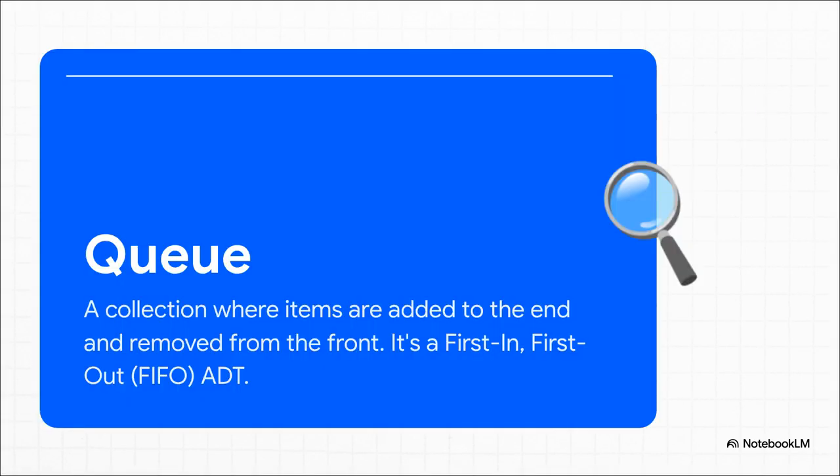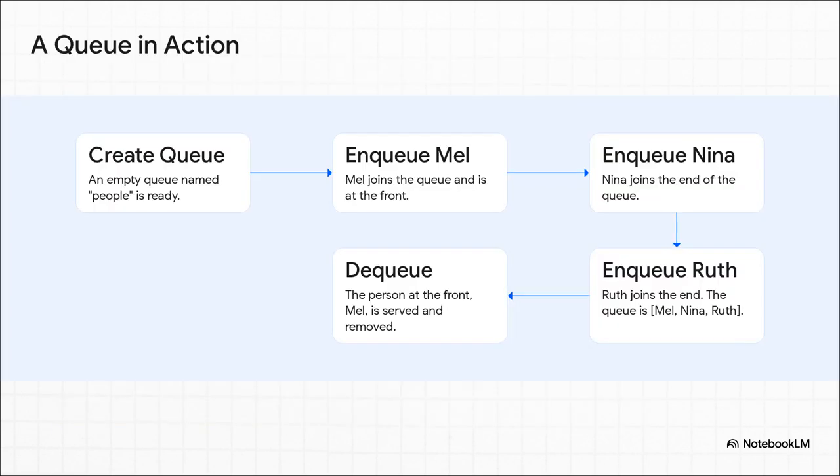And this is exactly where the queue comes in. It follows a first in, first out rule, or FIFO. It works just like a real-life line. The first one to get in is the first one to get out. Simple as that. Okay, so adding someone to the back of the line is called enqueue. So first, Mel gets in line. Then we enqueue Nina behind her, and then Ruth joins at the very end. Now, when it's time to serve someone, we dequeue them from the front of the line. So, of course, Mel is the first to go.